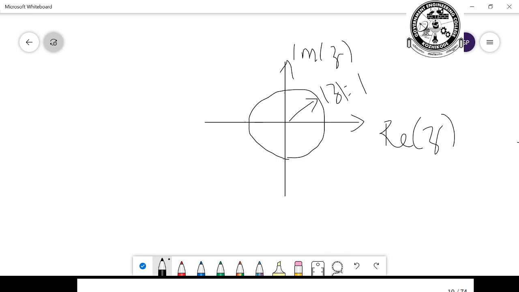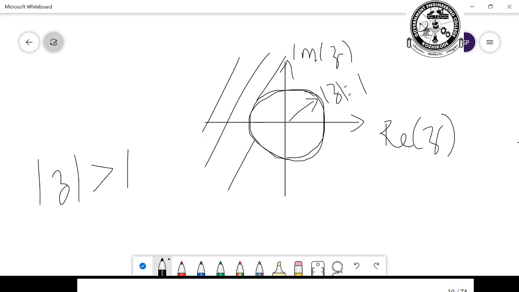Your x-axis represents the real part of the z plane and the y-axis represents the imaginary part. You draw a circle of radius 1. This circle represents mod z equal to 1. And the ROC, what you have got now, is mod z greater than 1. That means all points in this plane which lie outside this unit circle come under the ROC of the z transform of u of n.